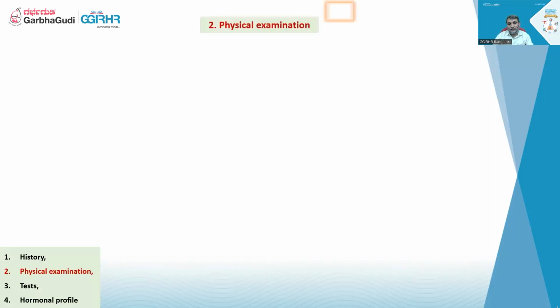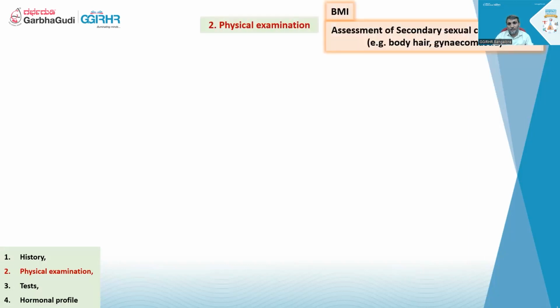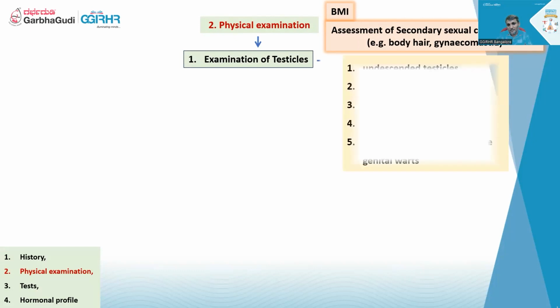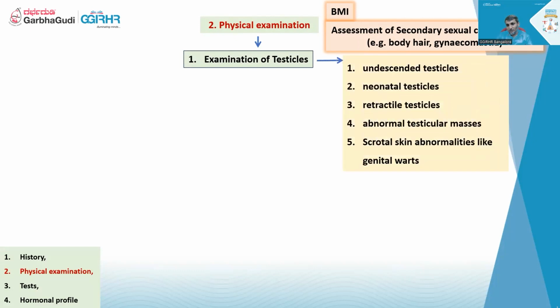So first, the physical exam. First, you should assess the secondary sexual characteristics, where you should know whether the secondary sexual organs have grown properly. Then you have to examine the testicles. A male doctor or a urologist has to examine the testicles.